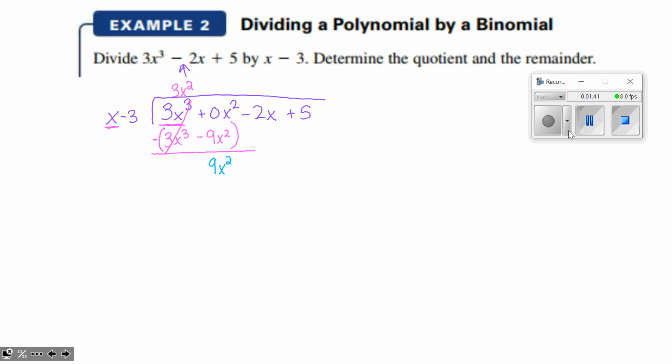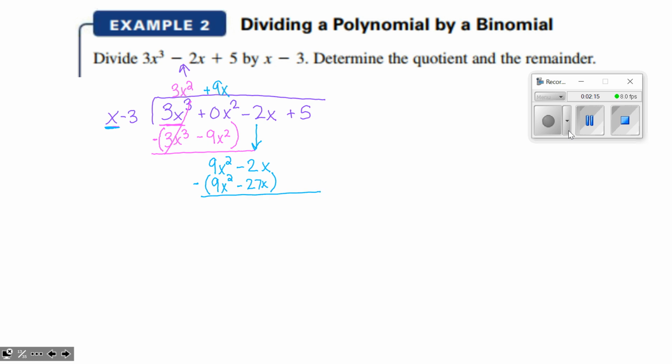So now I'm going to come back to my x, and I'm going to say x times what gives me 9x squared. And so x times 9x. So I'm going to say plus 9x. So I'm going to get a 9x squared. I want to subtract, so I'm going to open up those parentheses. Now I'm going to multiply that 9x times the negative 3. So 9 times 3 is 27. So I have minus 27x.